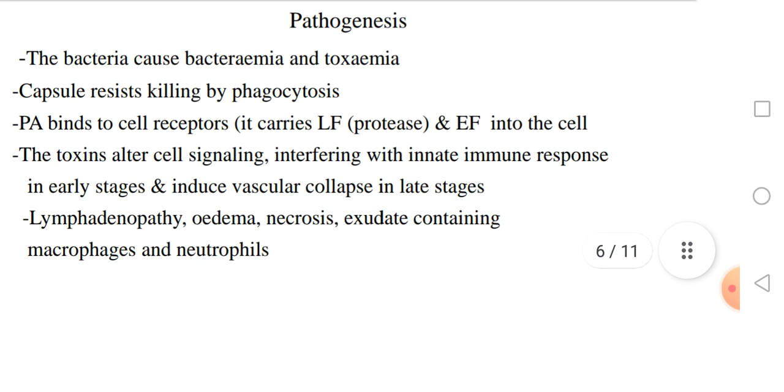Pathogenesis: the bacteria cause bacteremia and toxemia. Capsule resists killing by phagocytosis. Protective antigen binds to cell receptors. It carries lethal factor, which is a protease, and edema factor to the cell. The toxins alter cell signaling, interfering with innate immune response in early stages and induce vascular collapse in late stages. There will be lymphadenopathy, edema, necrosis, and exudate containing macrophages and neutrophils.